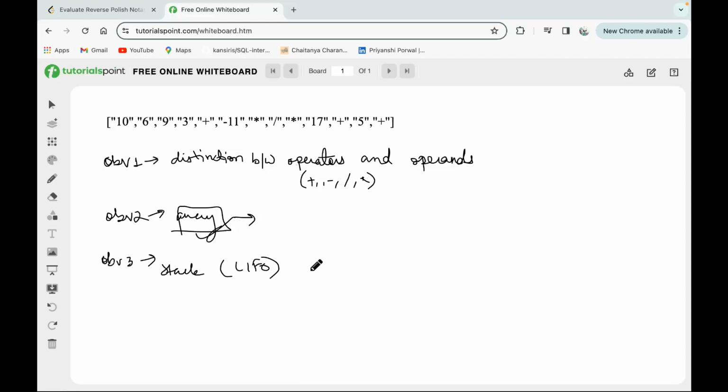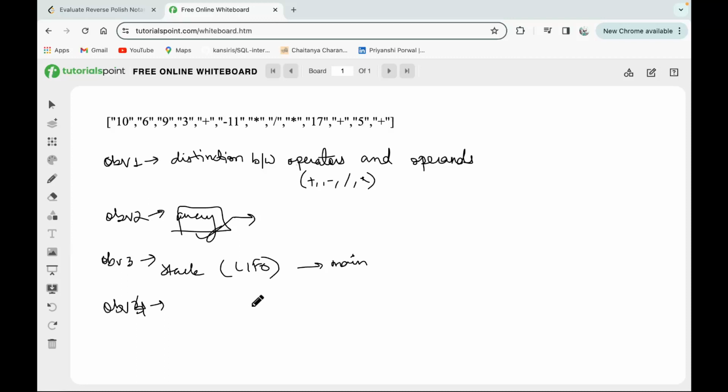So here, because we want the last two numbers or operands, that is why we are going to use a stack here, right? This is the observation 3 and this is the main observation of the question, right? That is what you have to observe here. Okay, then sorry, observation 4. What will be the observation 4?